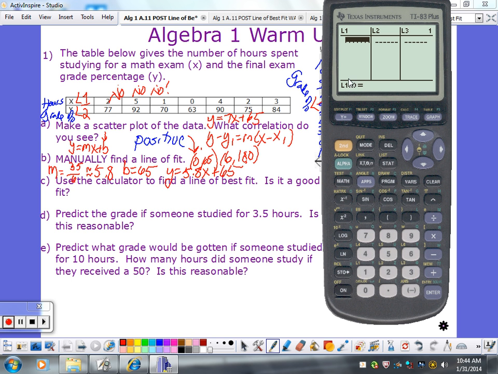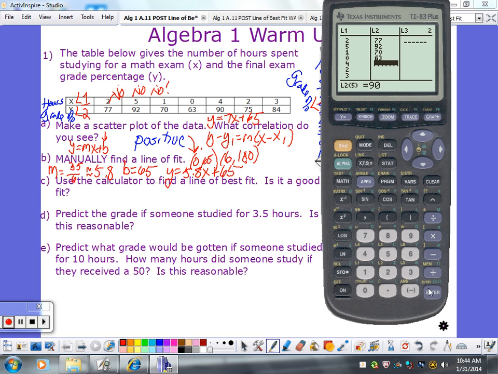All right, so in L1, what am I putting in? Look in your paper. Just type in all the x's, the hours. These are the scores. Everybody's doing it. Everybody should be doing it. I don't hear enough clicking. I don't think everybody's doing it.